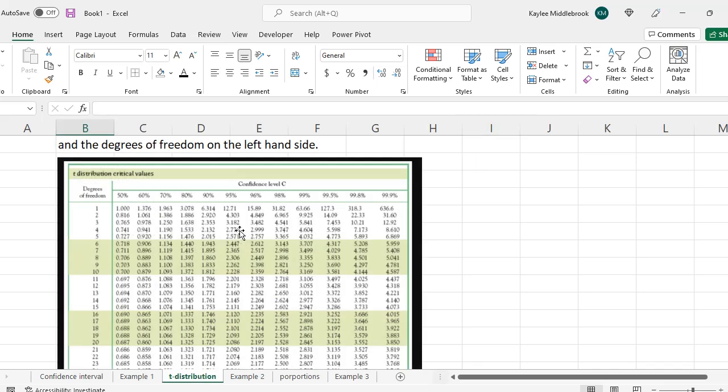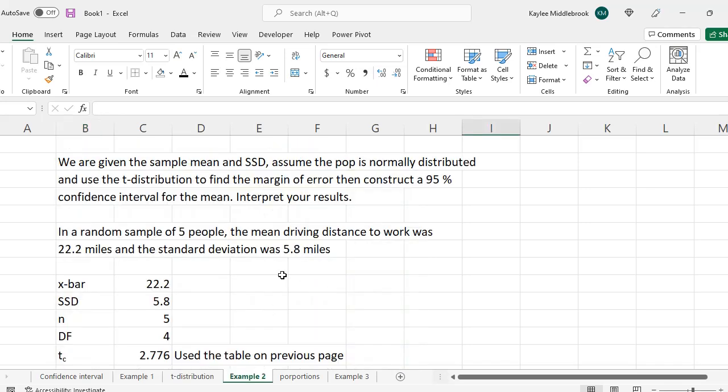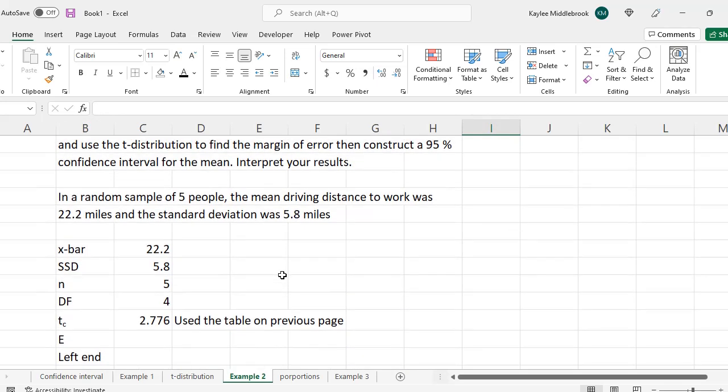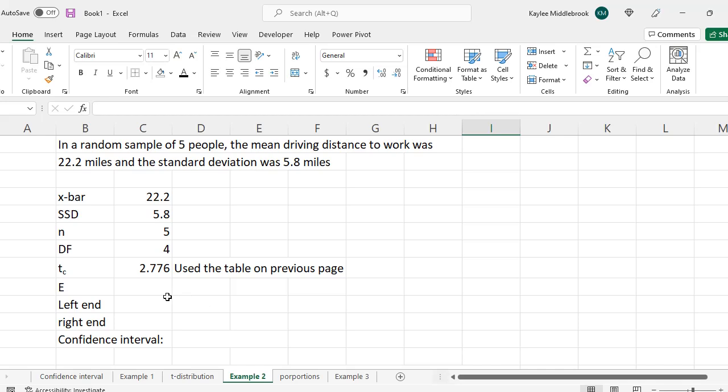With our degrees of freedom being 4, the correct degrees of freedom, our new value for the critical value is going to be 2.776. So given our value of 2.776, we're going to calculate our error. Let me make that visible for y'all.